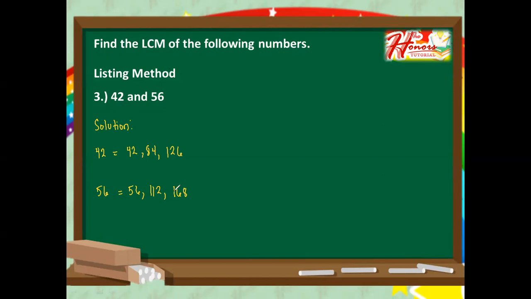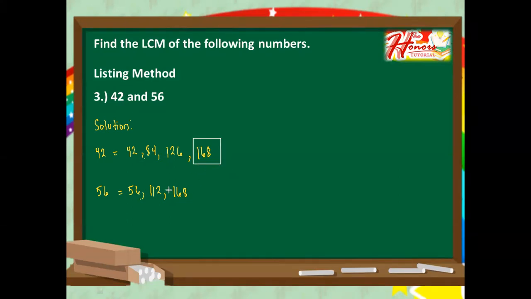168. As you can see, still we don't have any number that match 42 and 56 because 42 is not in 56, 84 is not in 56, 126 is not in 56. Also, 56 is not in 42, 112 is not in 42, 168 is not in 42. So now, let's add numbers for 42. So we have here 126. After that, we have here 168. So now we have here our number that match 42 and 56.